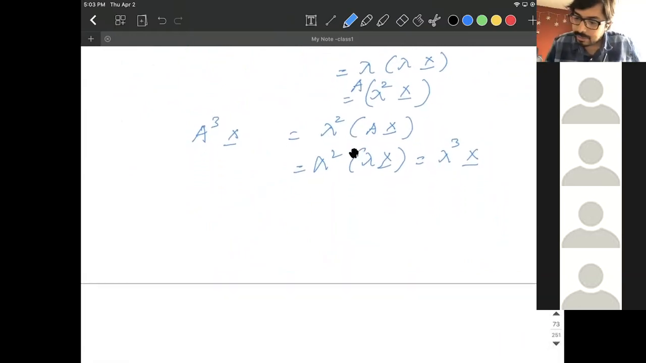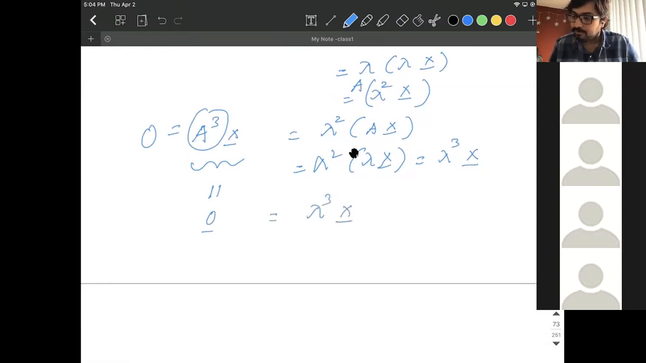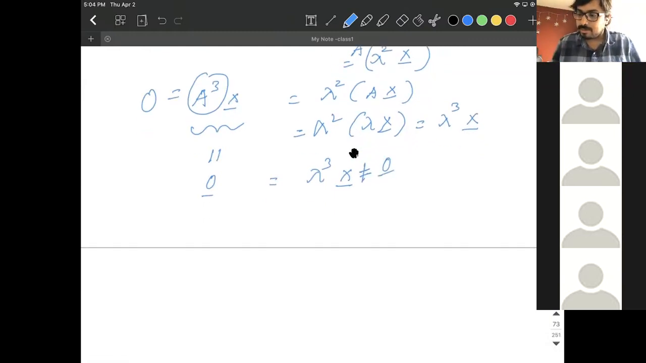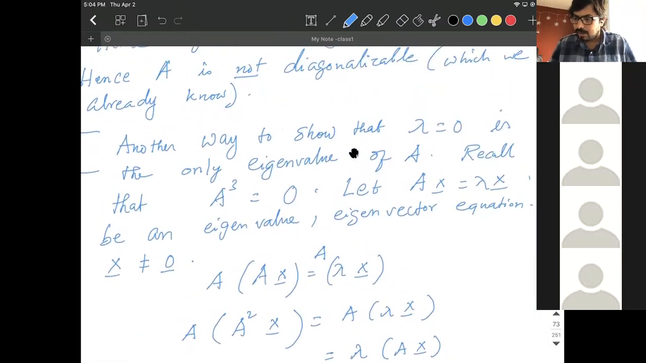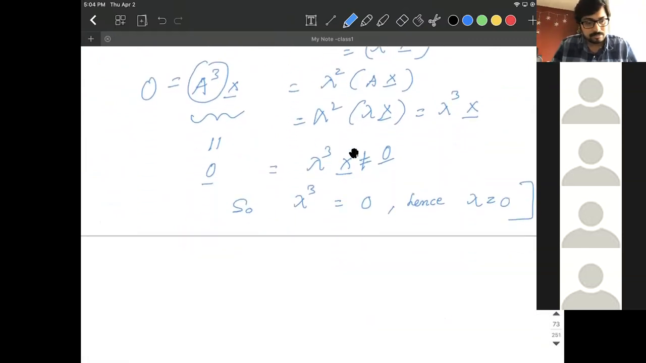Okay, but A cube being 0, it means that the left hand side is completely the 0 vector. Okay, and on the right hand side we have lambda cube times a vector which is non-zero. So this x is non-zero. So the only conclusion that we can have from here is that this lambda cube has to be 0, hence lambda equals 0.